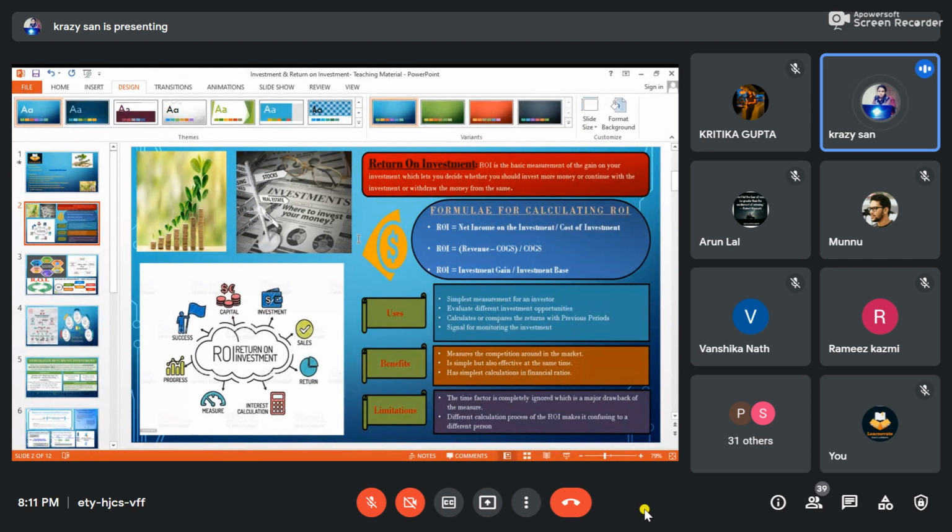What are the uses? Why is return on investment important to evaluate after an investment is done in different sectors? At the end of the day, your amount has to be increased. That has to be understood by you. What are the uses? It is the simplest measurement for an investor. Evaluate different investment opportunities. That ROI makes you decide and choose and create opportunities on a particular investment or another investment too. Calculate or compare the return with previous projects and periods.